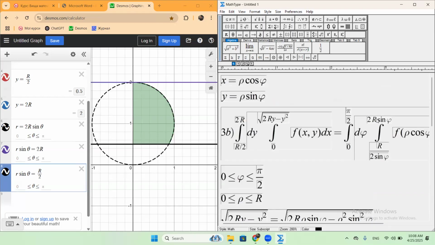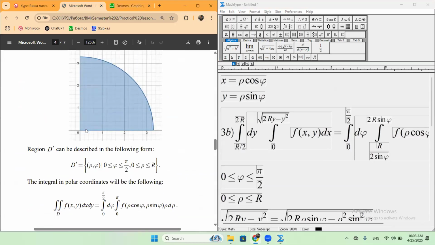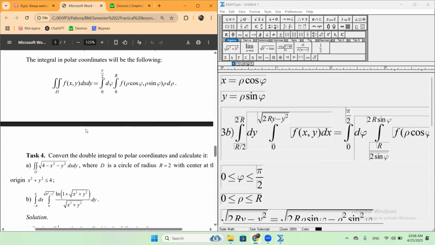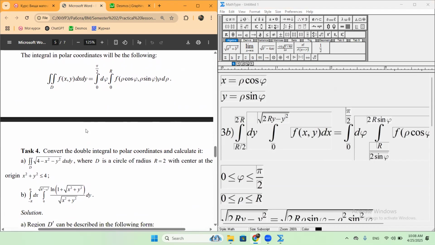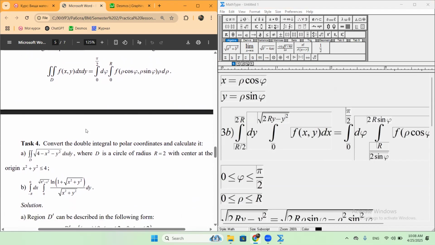So that's it. Any questions about this exercise? No questions. Okay. So let's move to the next exercise. I guess you had enough practice with moving to polar coordinates. So now let's start solving integrals. Let's start calculating integrals in the polar coordinates.